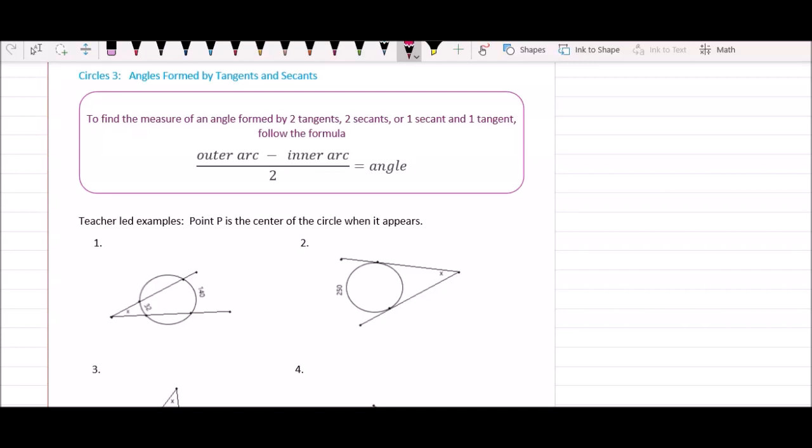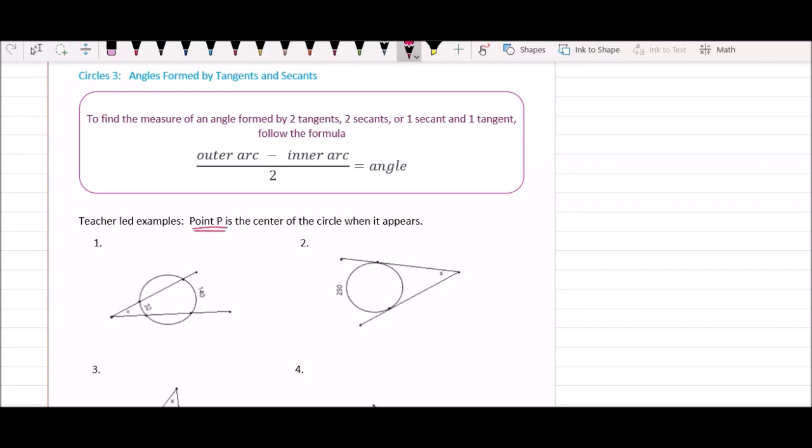And we can also use this backwards to find the measure of an arc. So the formula is the outer arc minus the inner arc divided by 2 equals the angle measure. So let's take a look at what that means.